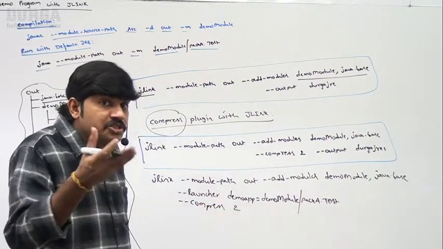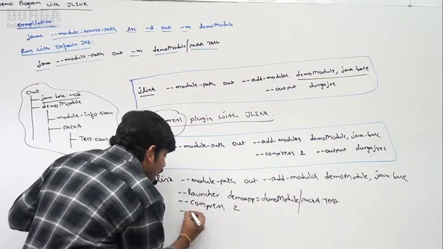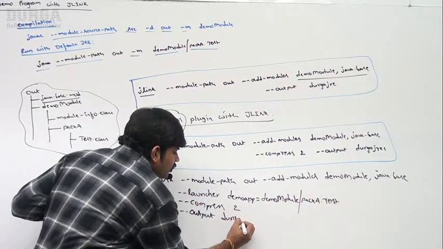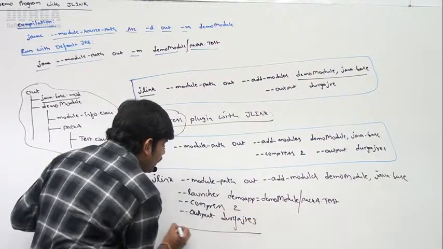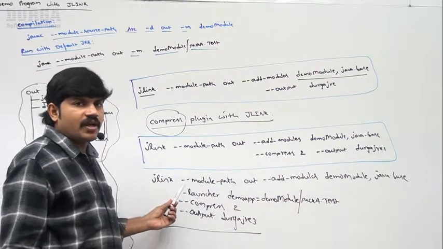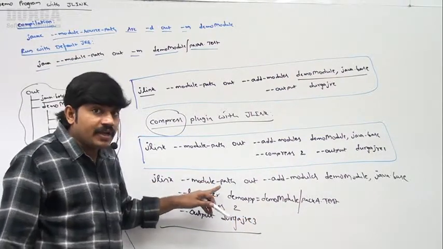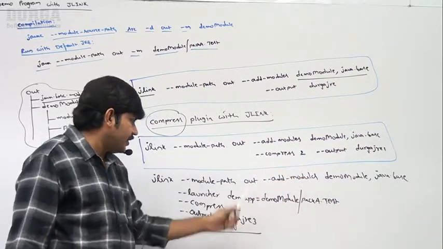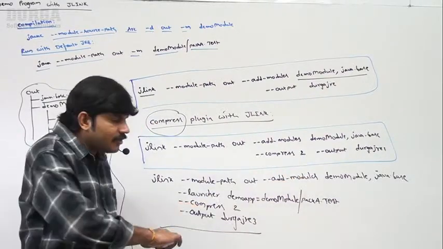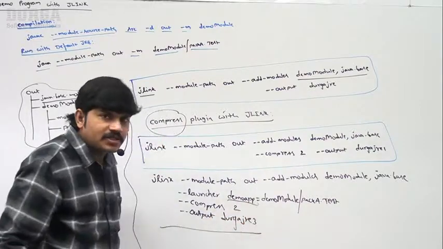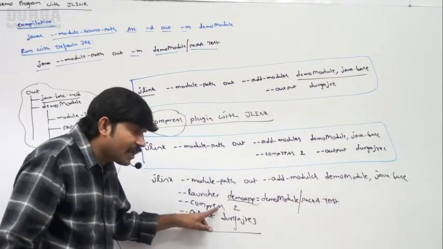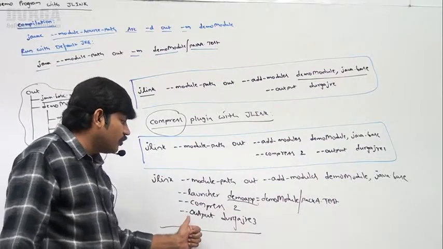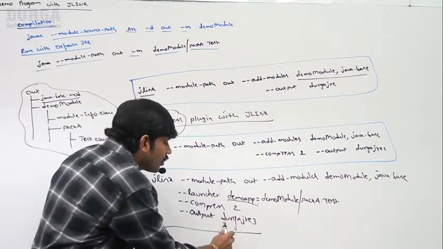Which JRE do you want to generate? Hyphen output Durga JRE3 I have to generate. Is it clear for all of you? jlink --module-path out --add-modules, these two modules I added. Next, with the launcher option, the name of the application is demo app. Next, --compress 2, --output Durga JRE3.